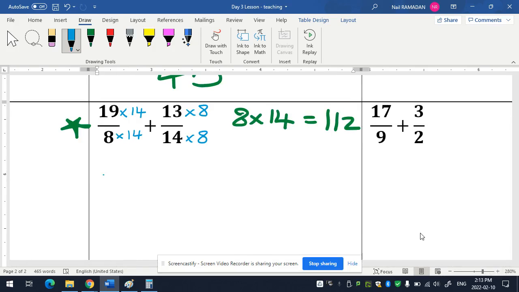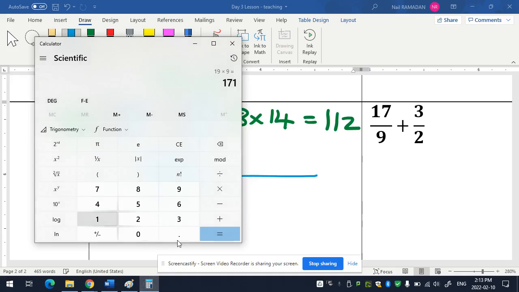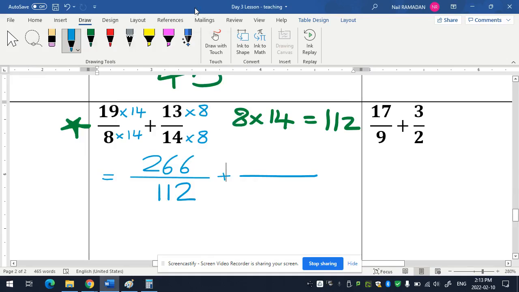Okay. Let's keep going. Something plus something. What's 8 times 14? No guesses. We just invented it. Now, what's 19 times 14? Well, 14 times 20 is 280. Sorry. Yeah, 266. 19 times 14, 266. Okay. What's 13 times 8? 104.